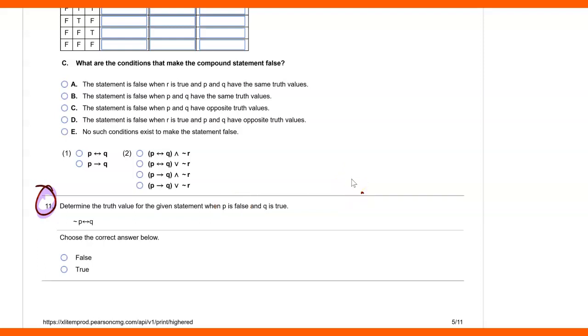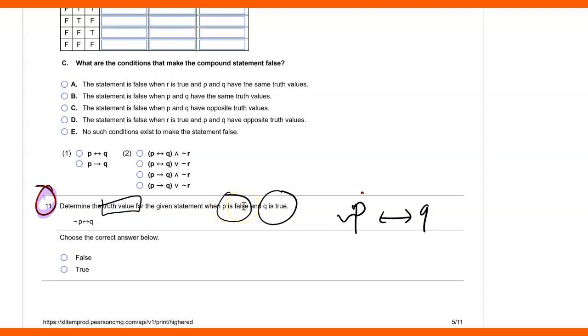Determine the truth value, not the truth table here. Determine the truth value for the given statement when P is false, Q is true. What's the statement here? The statement is not P, double arrow Q. Let me write it down here: not P, double arrow Q. Okay. What's the truth value of P?